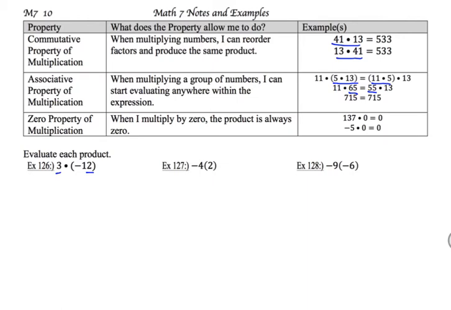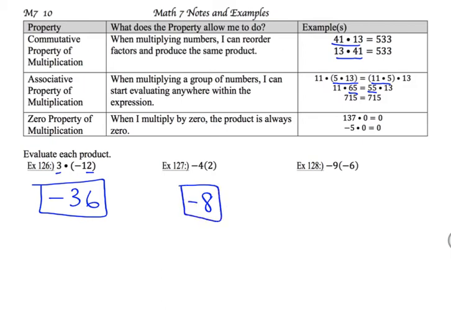3 times 12 is 36. And then you decide if it's positive or negative. Since this is a positive times a negative, it has one negative in it, it's a negative 36. Next one. Negative 4 times 2, I do 4 times 2 and get 8. Then I decide if it's positive or negative. Because there is one negative, it's negative 8.